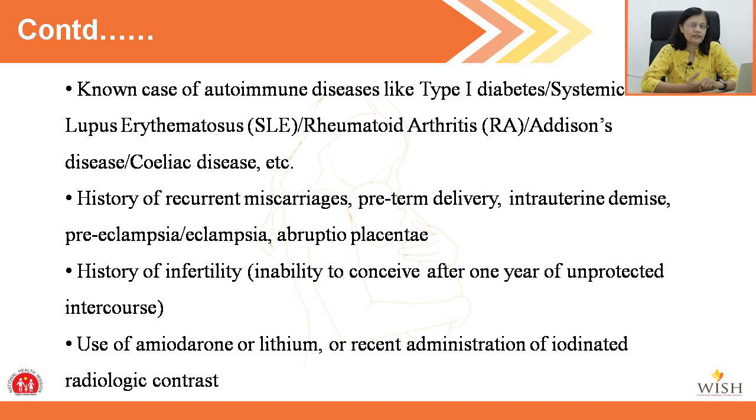Similarly, if a lady has a recurrent history of miscarriage, preterm delivery, intrauterine demise, preeclampsia or eclampsia, then always suspect hypothyroidism. Even subclinical hypothyroidism is responsible for these things. Similarly, a history of infertility is again a common cause, and hypothyroidism has to be evaluated in these patients. Other than that, certain drugs like amiodarone or lithium, if used for a prolonged period, affect thyroid function and the patient may present with hyper or hypothyroidism. So it should be suspected in these patients.